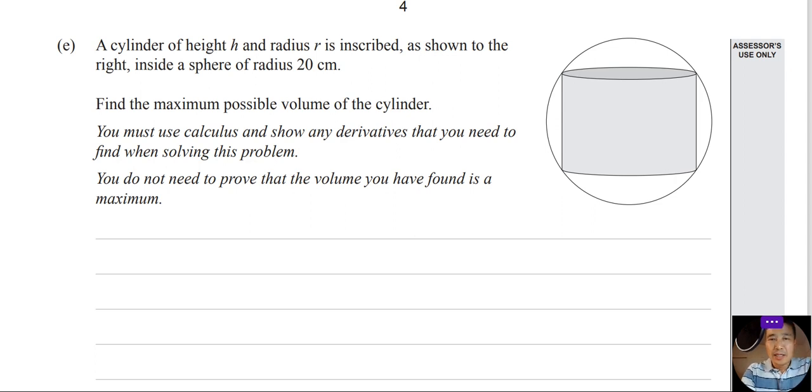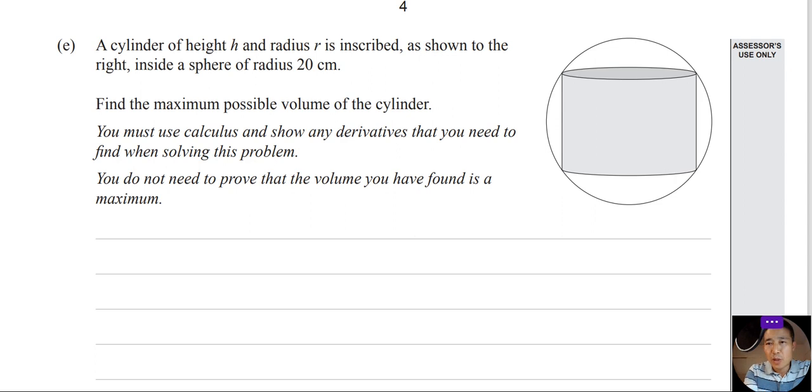Now, the key in this question is to find the relationship between two variables. Once you form that equation, you have to reduce the number of variables to 1, and you should be able to differentiate, and then you can find the answer.